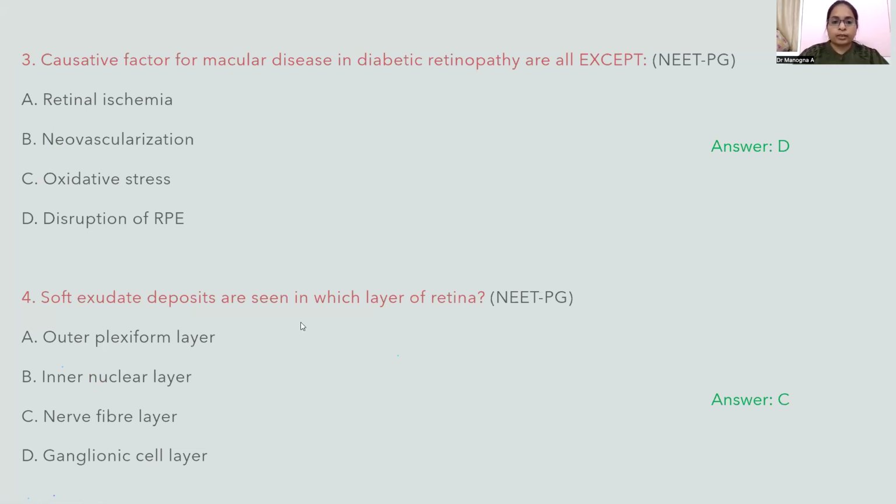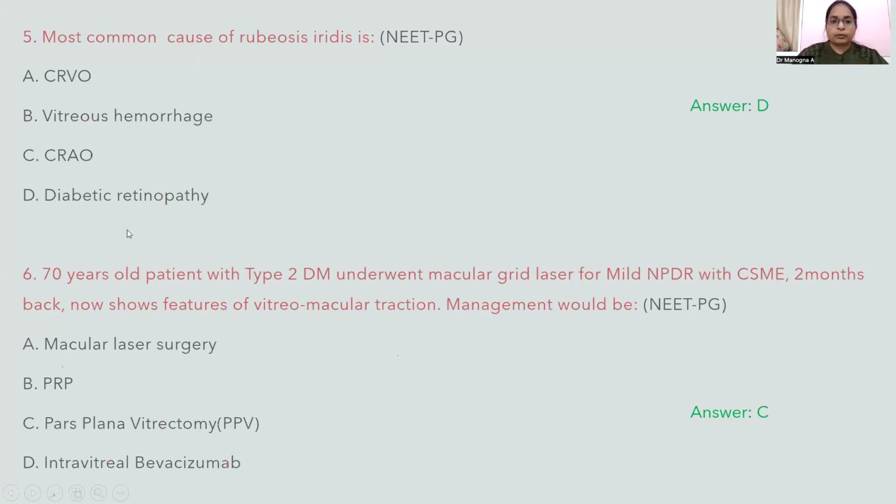Soft exudates are seen in which layer? Soft exudate is a cotton wool spot, which as you know is seen in the nerve fiber layer. The most common cause of rubeosis iridis, as I've already mentioned, is diabetic retinopathy.